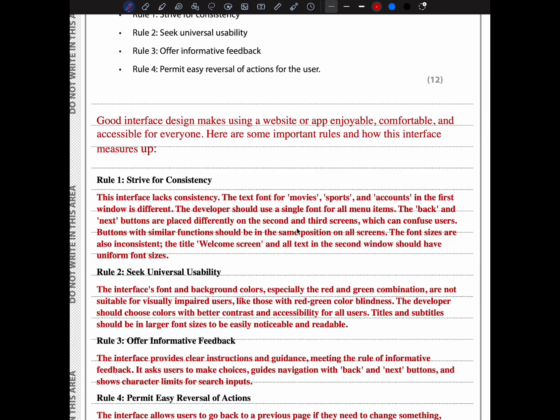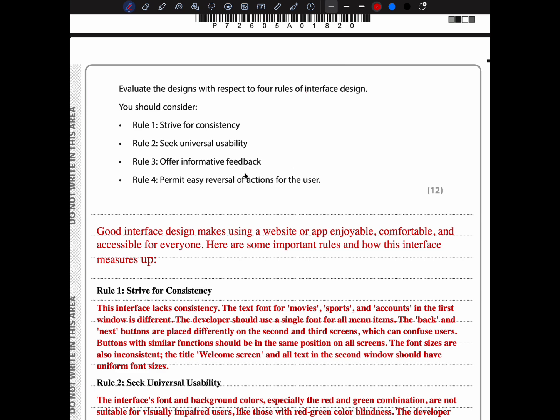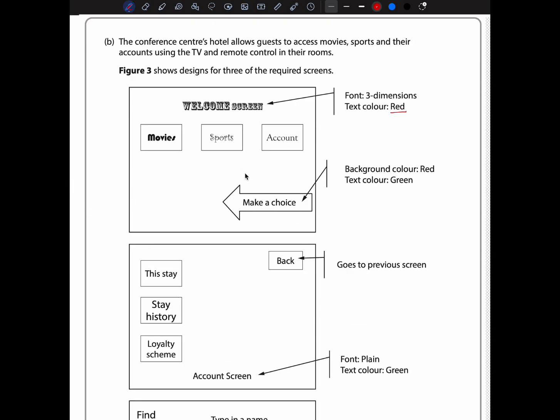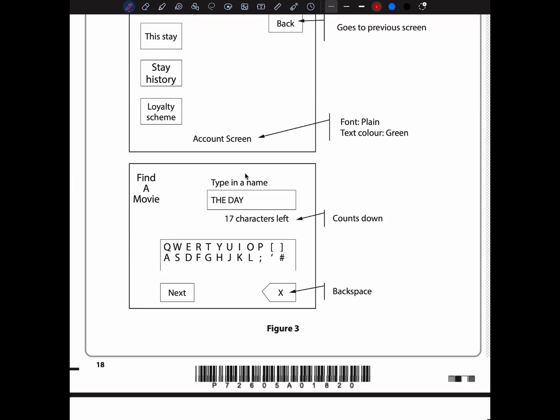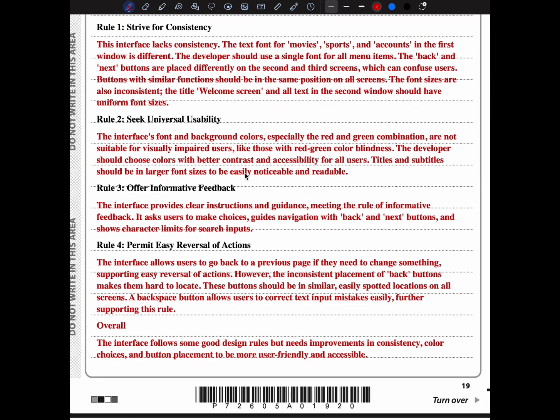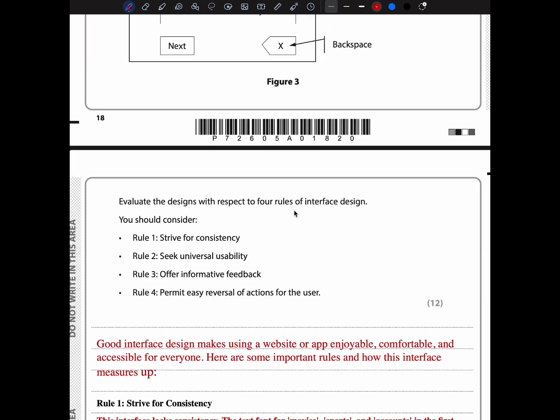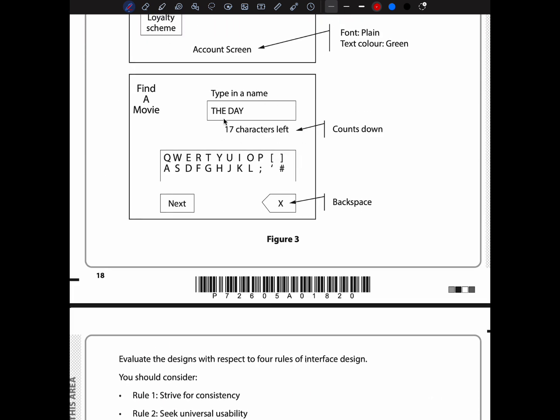Now they're saying offer informative feedback. So do they provide any type of informative things inside this website? Yes, some of the things they provided are informative. So what is this? The interface provides clear instructions and guidance, right? Meeting the rule of informative feedback. It asks users to make choices, guides navigation, like they will provide you the back and next buttons, and shows a character limit for search input, like you can only write 17 characters in this text box. So this is a bit informative.